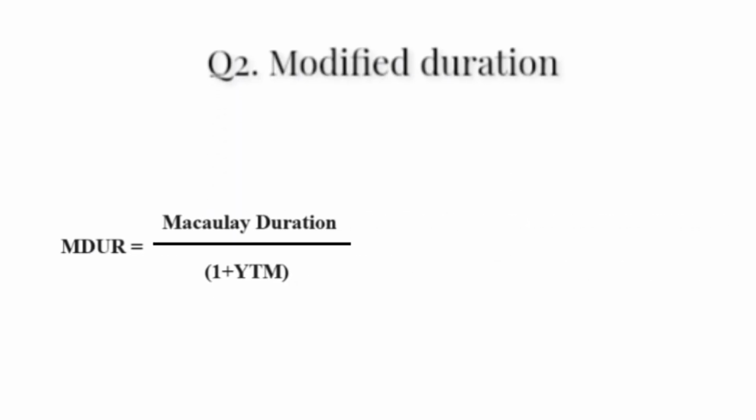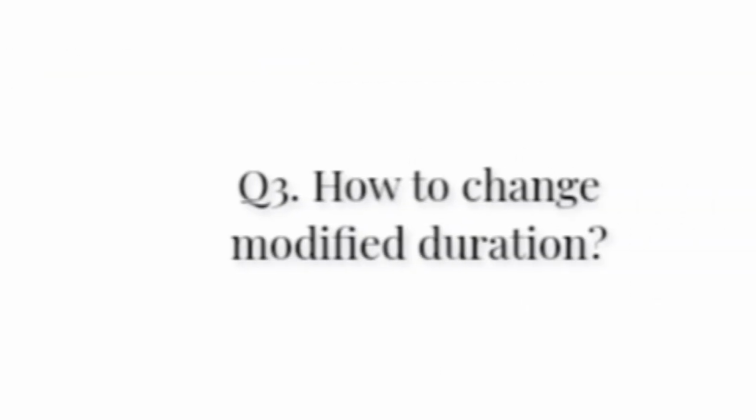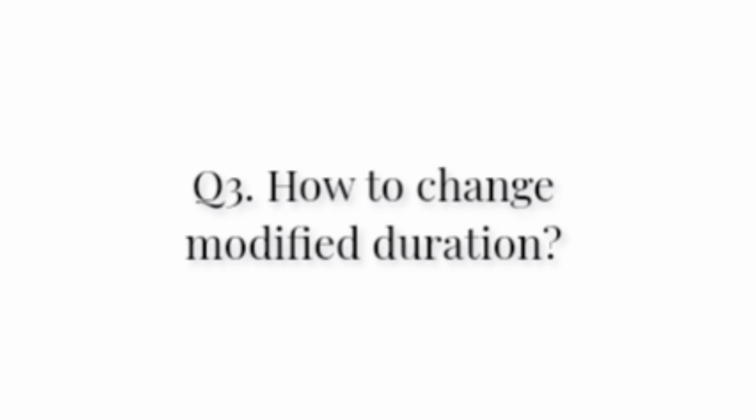Question number 2. What is modified duration? The key concept in understanding interest rate swaps. Modified duration is the sensitivity of a bond's price to changes in interest rate. The two elements always move in opposite direction, much like the two weights on a balance. We see that to manage interest rate risk, we can start by making bonds less sensitive to interest rate fluctuations. This is the same as making modified duration smaller.